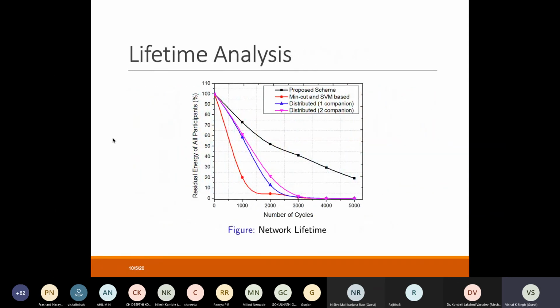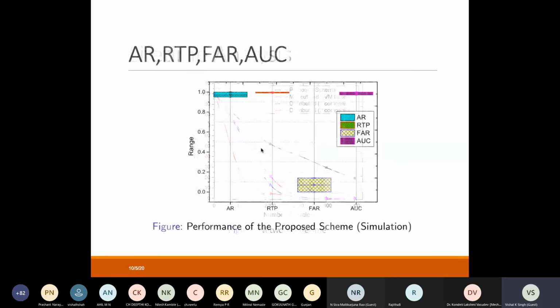Then again, the lifetime analysis was conducted, and as you can see, the lifetime of the proposed scheme is much better as compared to all the other schemes compared over here. But another important thing is that not only was this scheme able to outperform the MNNIT and SVM based methods, but also, I will not discuss these three methods in detail, but I'll say that the proposed scheme performed much better as compared to the existing schemes.